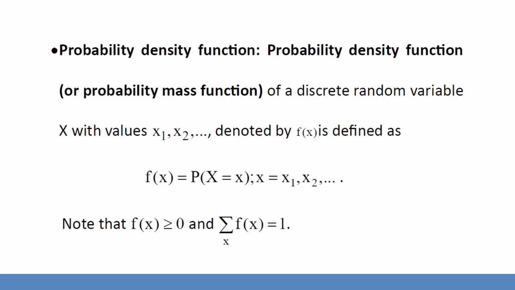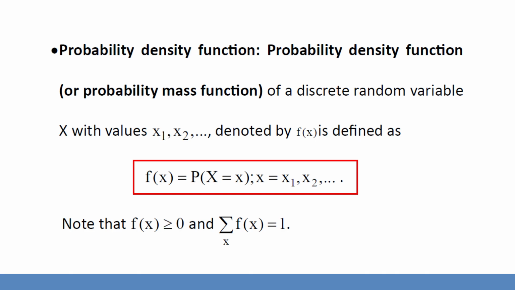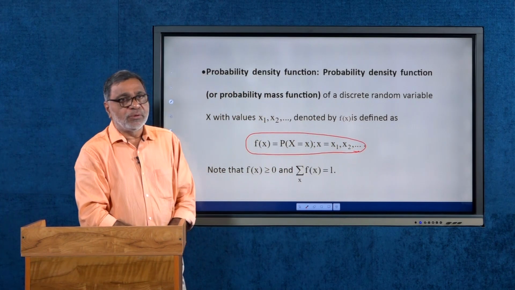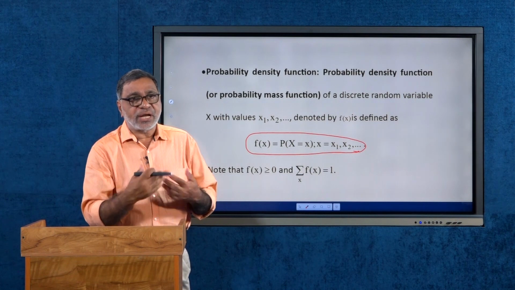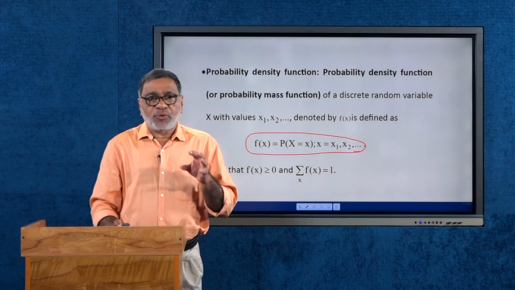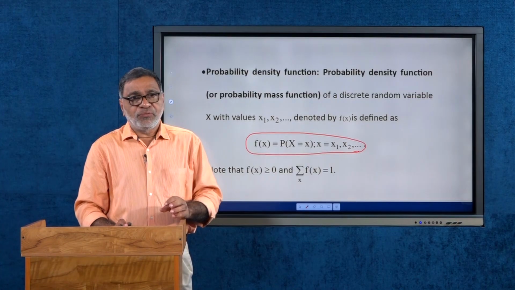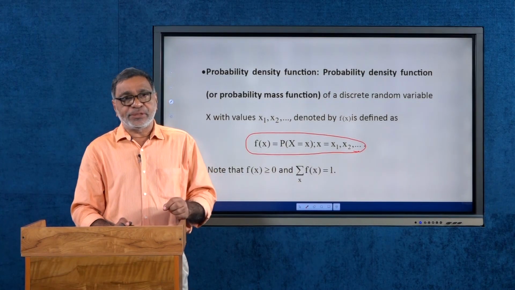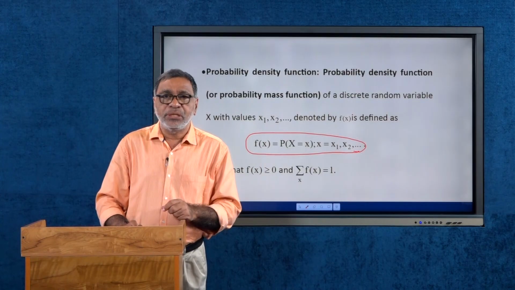So the probability mass function of a discrete random variable x with values x1, x2, etc., usually denoted by f of x, is defined as f of x is equal to probability of x is equal to x, where x has different values x1, x2, x3, etc. So while specifying a discrete random variable, we are specifying its values and its corresponding probabilities. This collection we call the probability mass function.